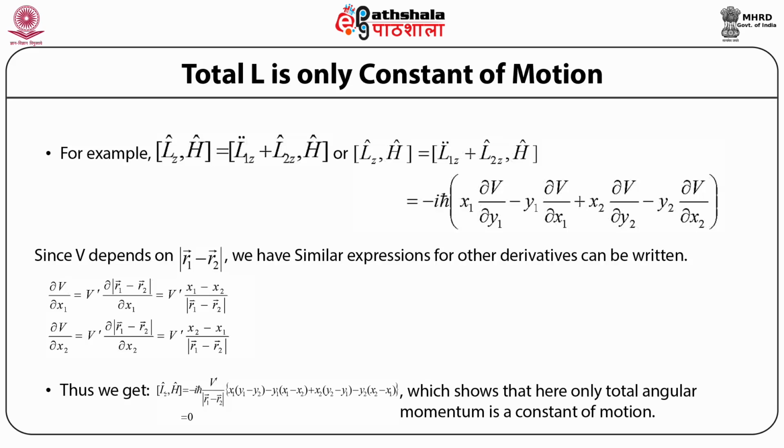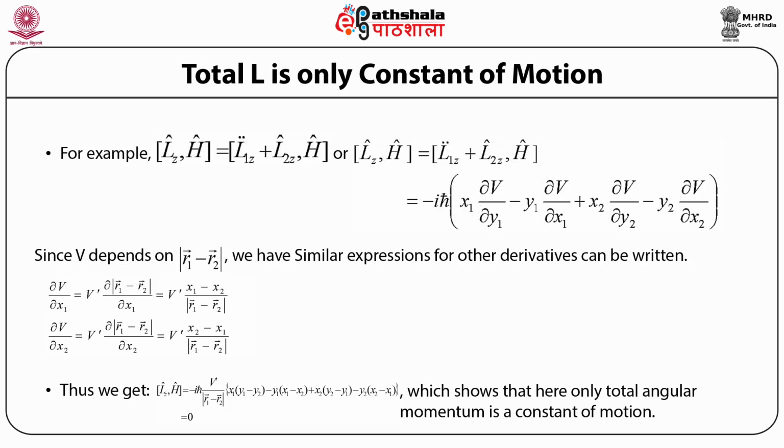And if we further expand this commutation relation, the expression that we get is that the commutation relation of the sum of the z components of the orbital angular momentum operators of the two particles and the total Hamiltonian h is given by minus iota times h cross times bracket open x1 times partial derivative of the total potential energy with respect to coordinate y1 minus y1 times partial derivative of the total potential energy with respect to coordinate x1 plus x2 times partial derivative of the total potential energy of the system with respect to coordinate y2 minus y2 times partial derivative of the total potential energy of the system with respect to coordinate x2.